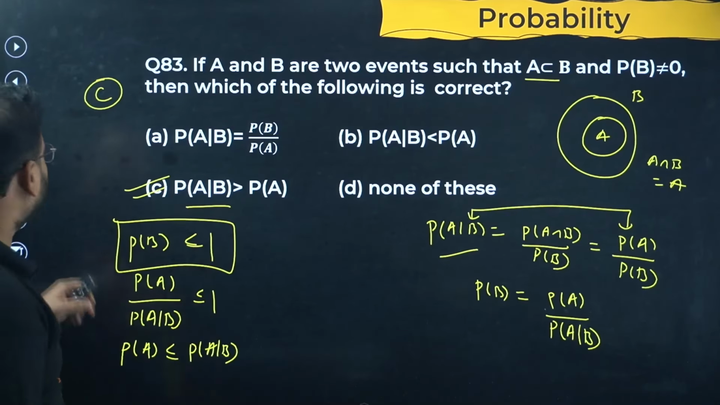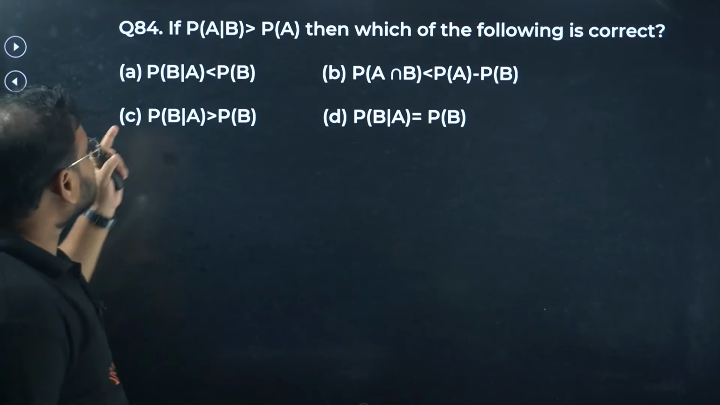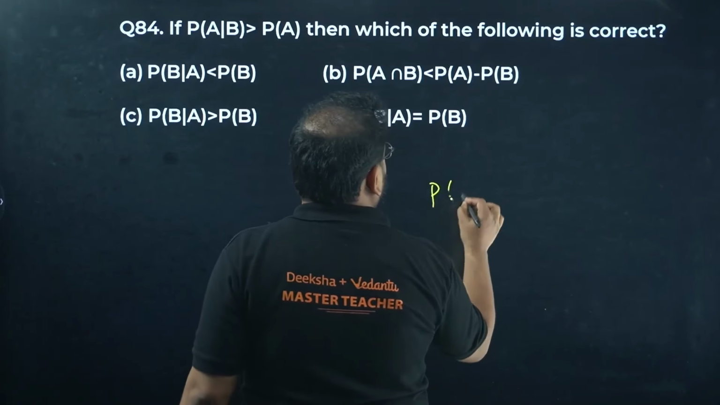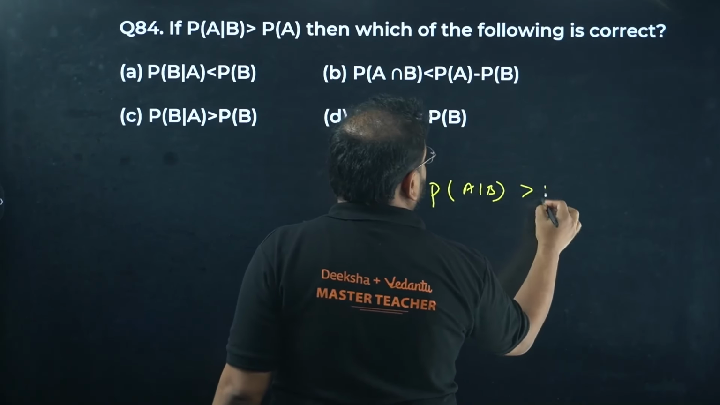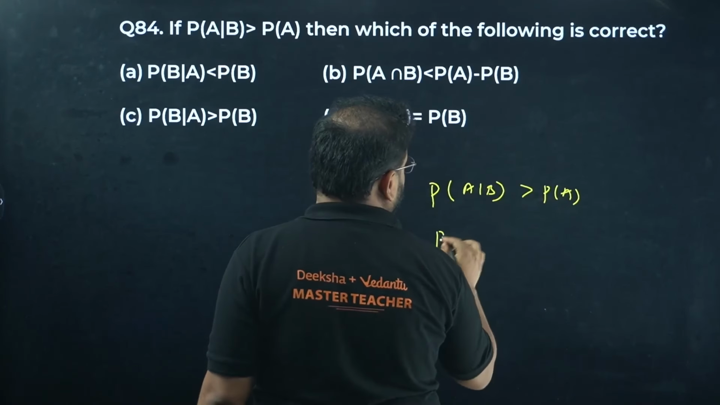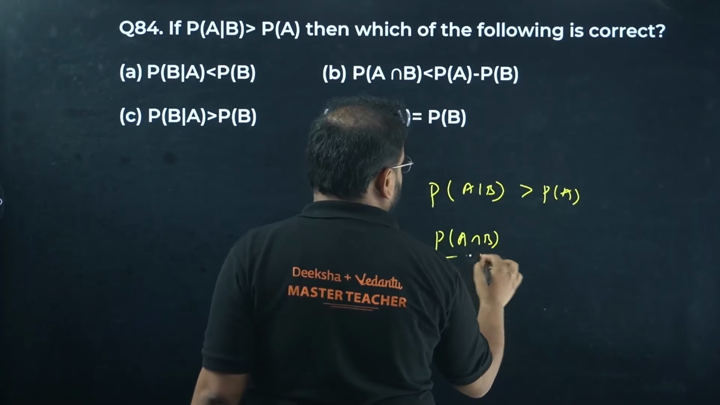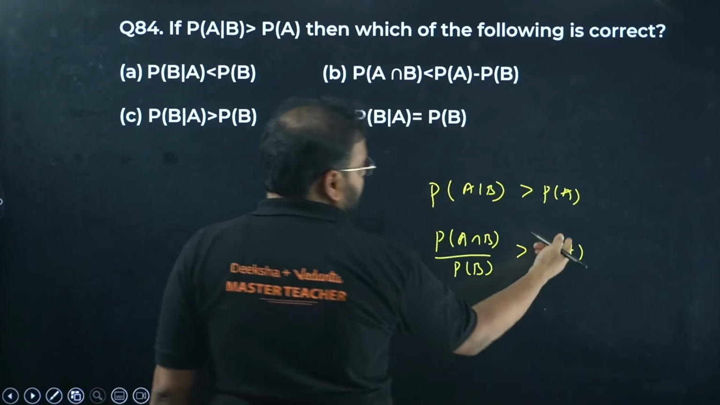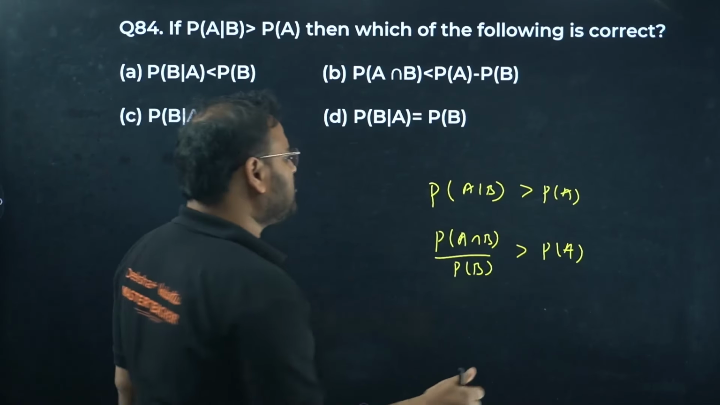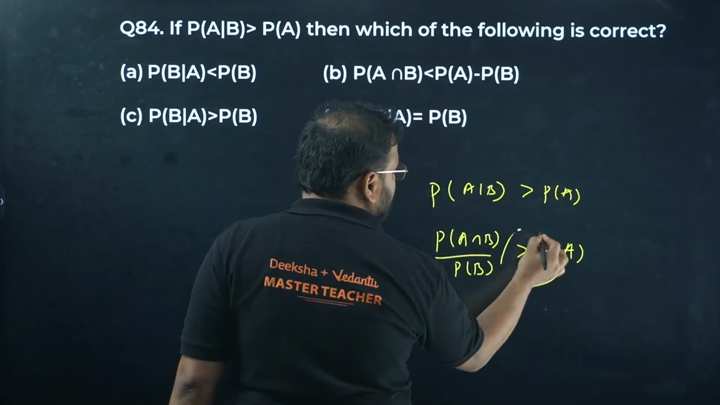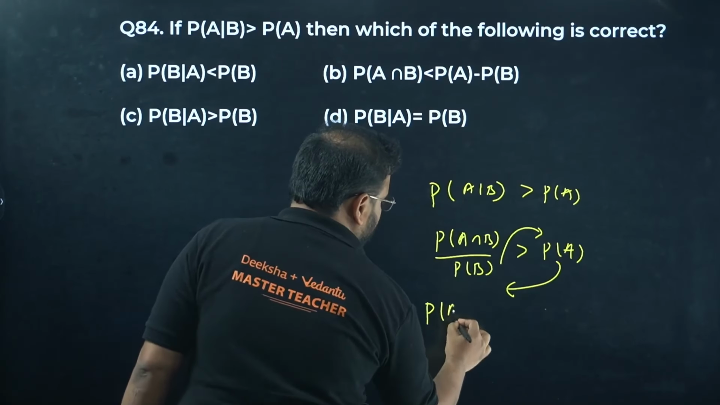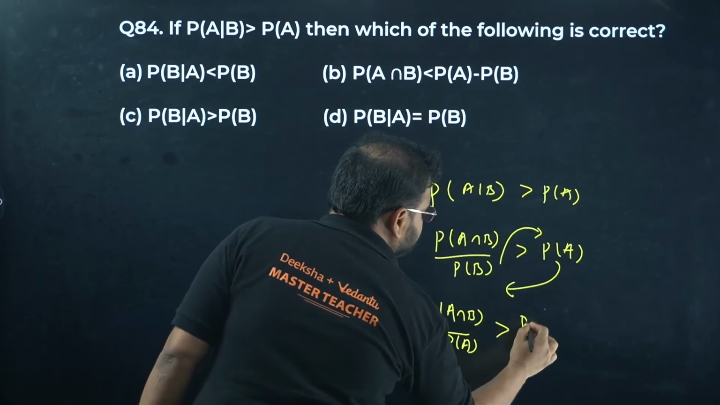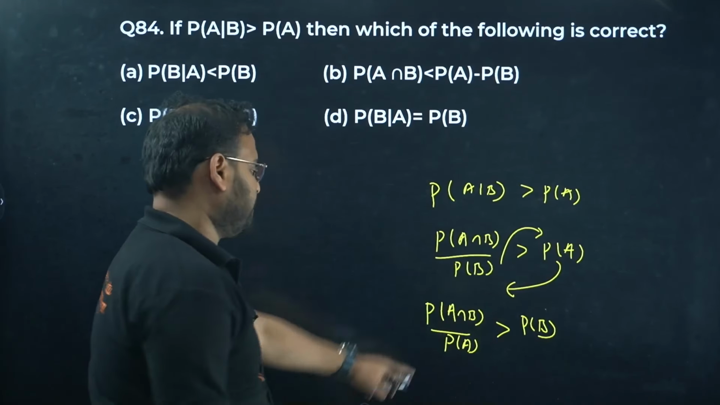Question number 84 now. This is saying if P of A conditional B is more than P of A. Write that. How do I write this? P of A intersection B upon P of B is more than P of A. These are all positive values, non-zero also, so I can move it. Move this over here and this over this side. You'll get P of A intersection B upon P of A is more than P of B.